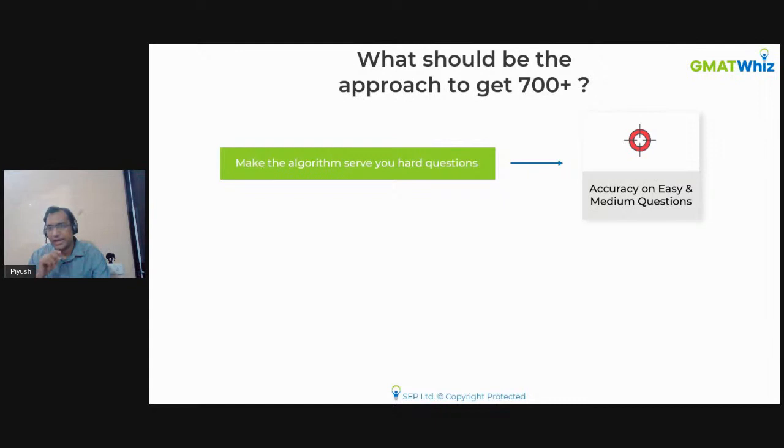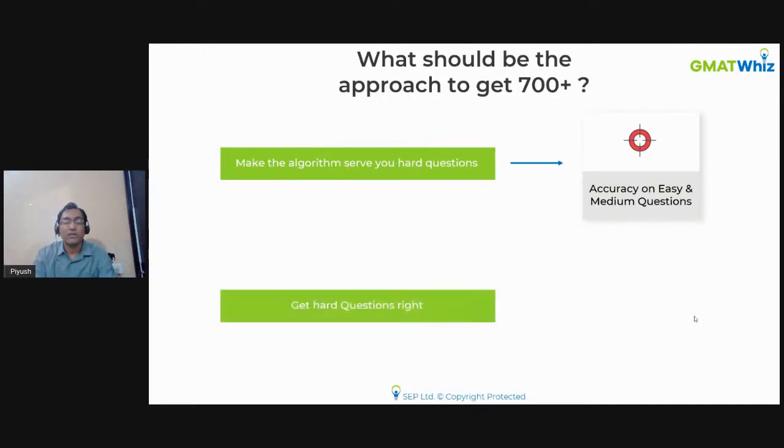So Ihab, your point is right. I will definitely talk about that again as a part of our test taking strategy. Accuracy on easy and medium questions is what makes the algorithm serve you hard questions. And once you get the hard questions, you need to get them right. That's what I discussed in the first case study. If you don't get the first hard questions right, you won't score beyond 700. And to get the hard questions right, you need to learn the right skills and how to apply those skills. That is something that I'm going to talk about. But I'm going to take the questions related to the algorithm in the comments one last time. Then I'll move to the skill part and we will come back to the algorithm again.